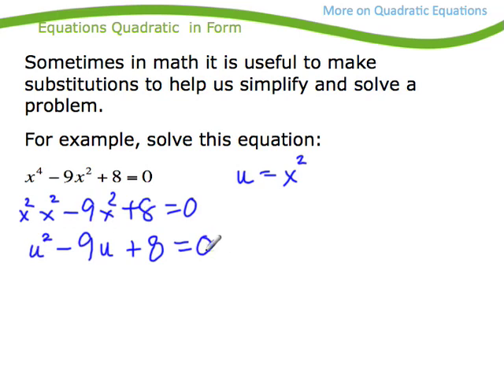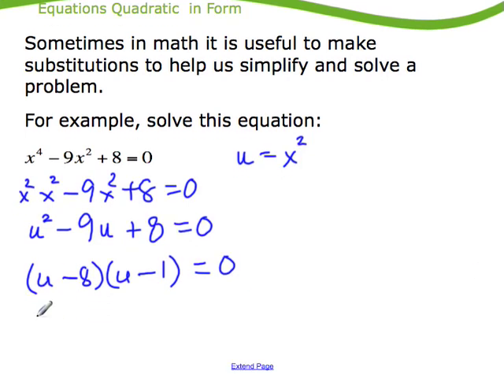Now I've got one that is quadratic. This is a quadratic equation which I can solve. And it looks like I can solve this one by factoring. Hopefully you're getting very comfortable with factoring. We seem to have done a ton of it already. I think that's the right answer for that. And so to solve the equation, I would now say u minus 8 is equal to 0, or u minus 1 is equal to 0.